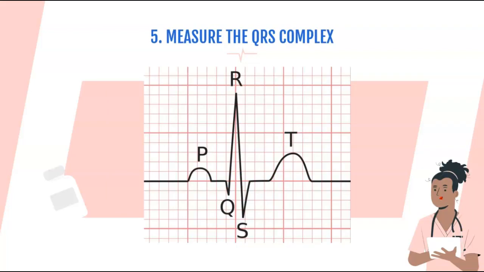Count the number of small squares between the beginning of the QRS and the end of the QRS complex, and multiply by 0.04. Normal duration of a QRS complex is between 0.06 and 0.12. When you're assessing the QRS complex, also ask these questions.